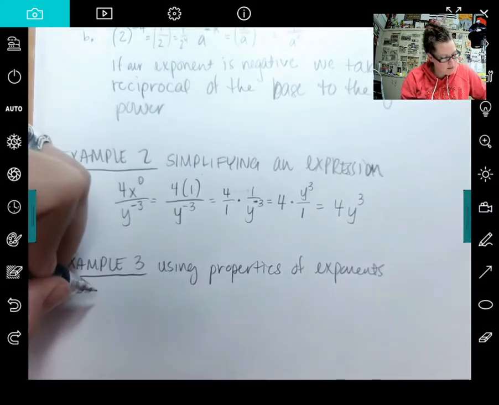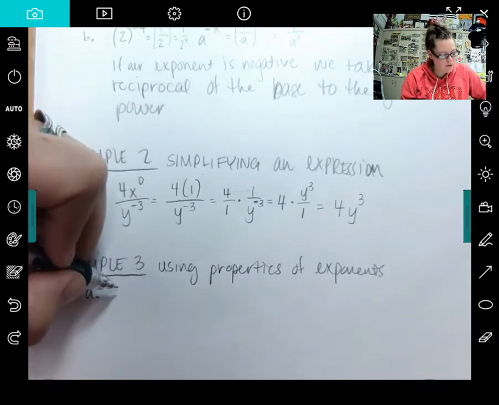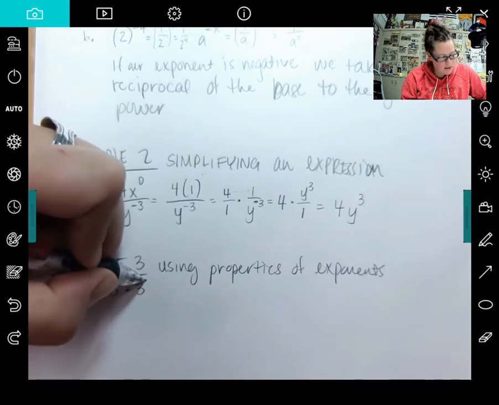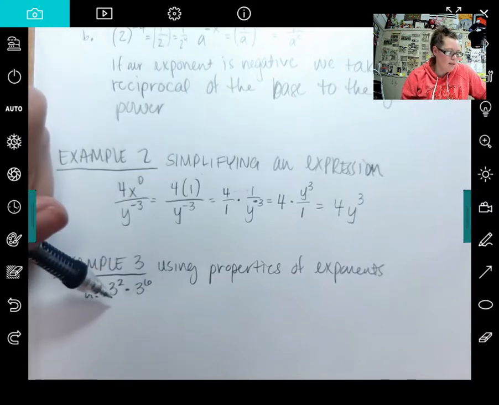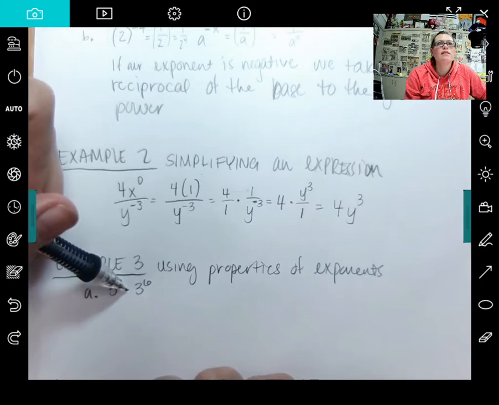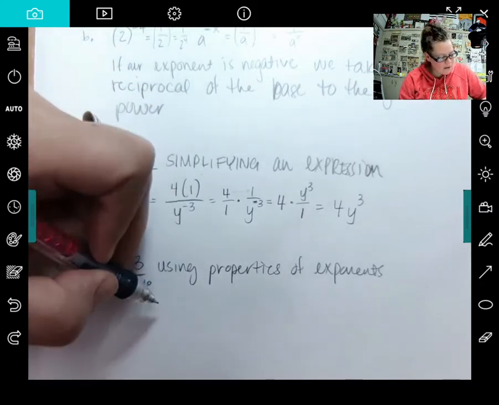Okay, that's fine. So there are 3 different parts that we are going to look at for this example. The first one is 3 squared times 3 to the 6th. One of the properties that we haven't talked about yet is when we have the same base number. So our base value is 3. If we have the same base and it's attached by multiplication, we can add our exponents.